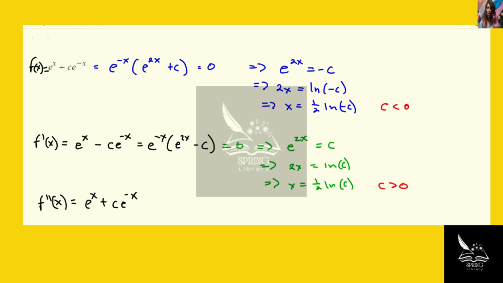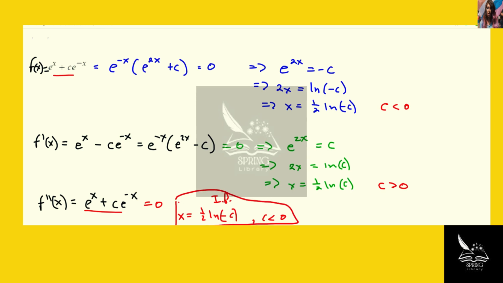So if we set this equal to 0, well, this is the same thing as f of x. So we already know right away that x is going to be 1/2 natural log of negative c, but this only occurs when c is strictly less than 0. So this would be our inflection point if c is less than 0. This will be our maximum or minimum when c is strictly greater than 0, and this will be our x-intercept.